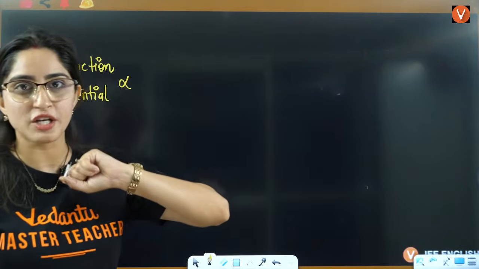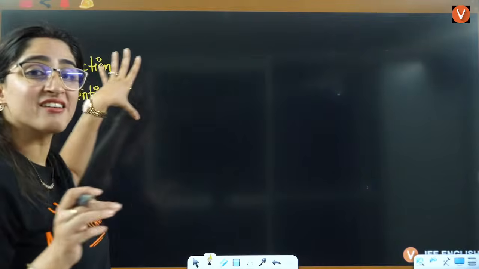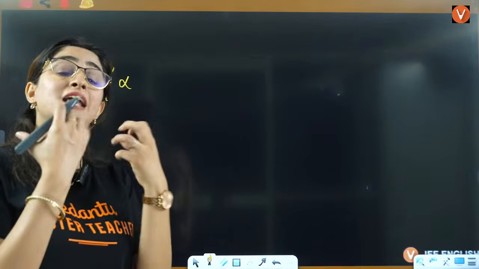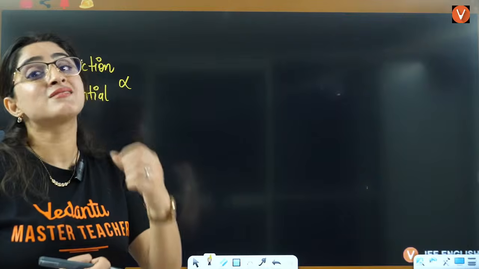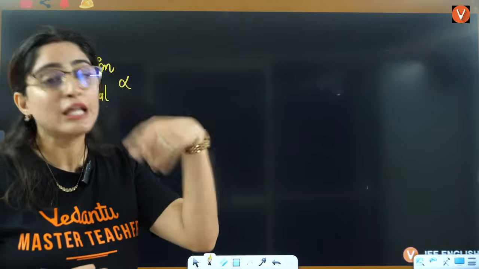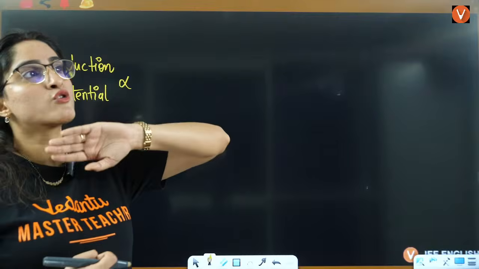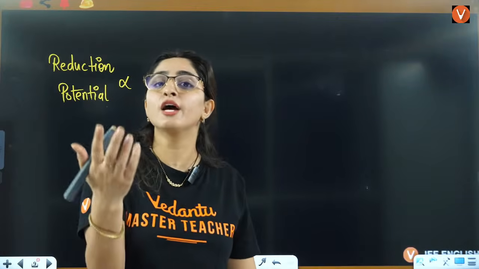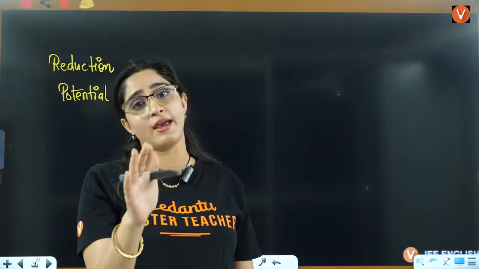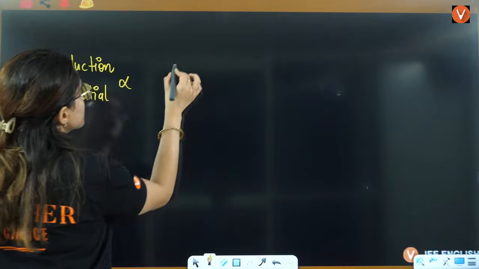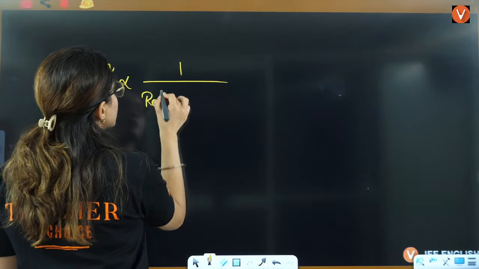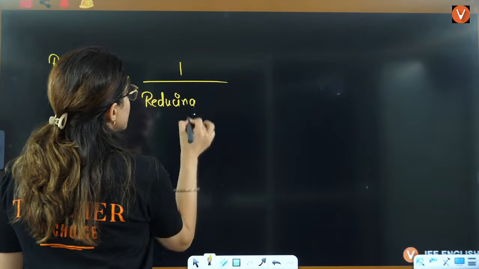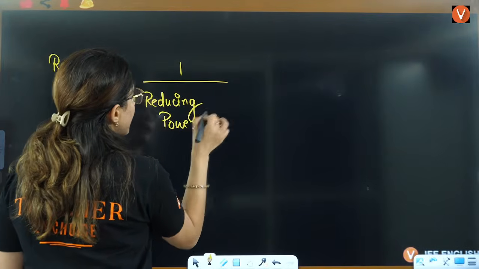So if I make a relation, if you have a very high reduction potential, that means the tendency of getting reduced is very high. But if you have a very good reducing agent or reducing power, that means the tendency of reducing someone, that means to make someone else reduce and itself get oxidized, is very high, right? So we can say reduction potential is inversely proportional to reducing power, right?